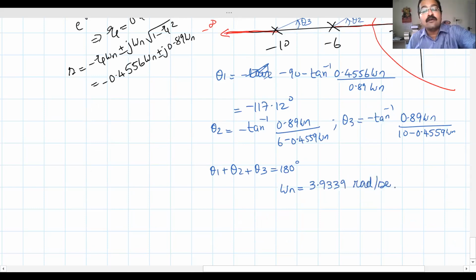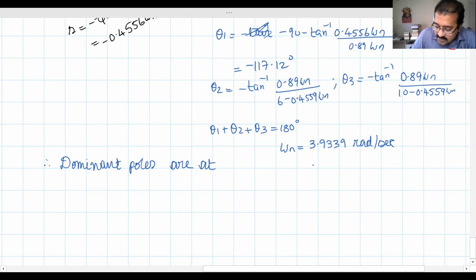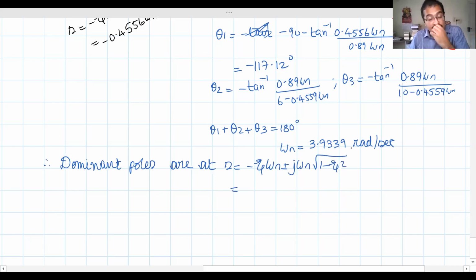So where are the dominant pole pairs? The dominant poles are at s equals minus zeta omega n plus minus j omega n into root of 1 minus zeta square. The omega n value we found is 3.9339. The zeta value we know is 0.4556. Substitute that and you will get your dominant poles at minus 1.7934 plus minus j 3.5012. These are the dominant poles.